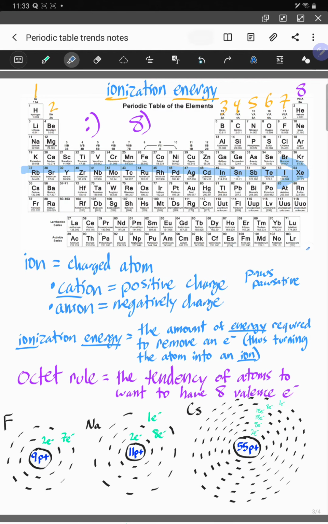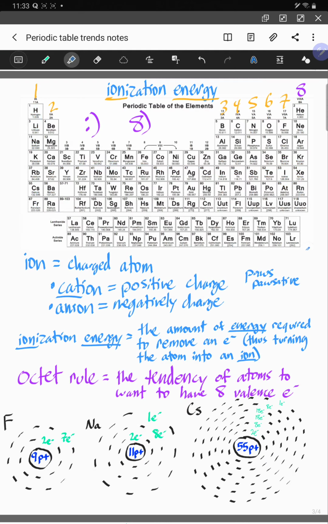So just from those examples, we know that cesium right here has a lower ionization energy than sodium. So sodium has a higher ionization energy. So what does that mean? Assuming that trend is going to hold true for every column, and it will, the ionization energy is going to increase as we go up in energy levels. Up on the periodic table. So the higher up on the periodic table, the higher the ionization energy.